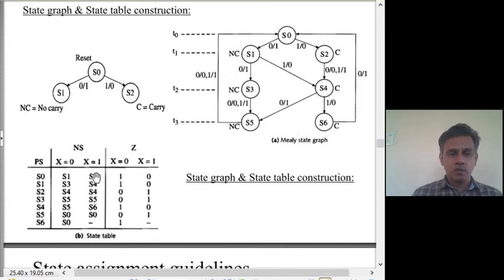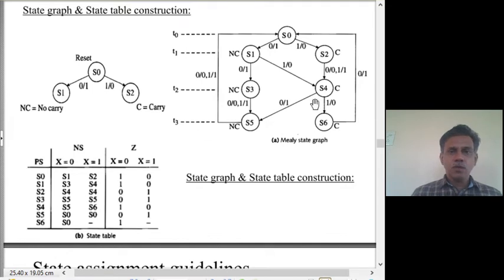X equal to 1, you go to S2. And in doing so, 0 bar 1, 1 bar 0 indicates that for an input of 0, you produce an output of 1, and for an input of 1, we produce an output of 0 in this translation. In a similar manner, we have to fill this one. If you are in S1, for an input of 0, we go to S3 by producing a 1. For an input of 1, we produce a 0 and you go to S4.